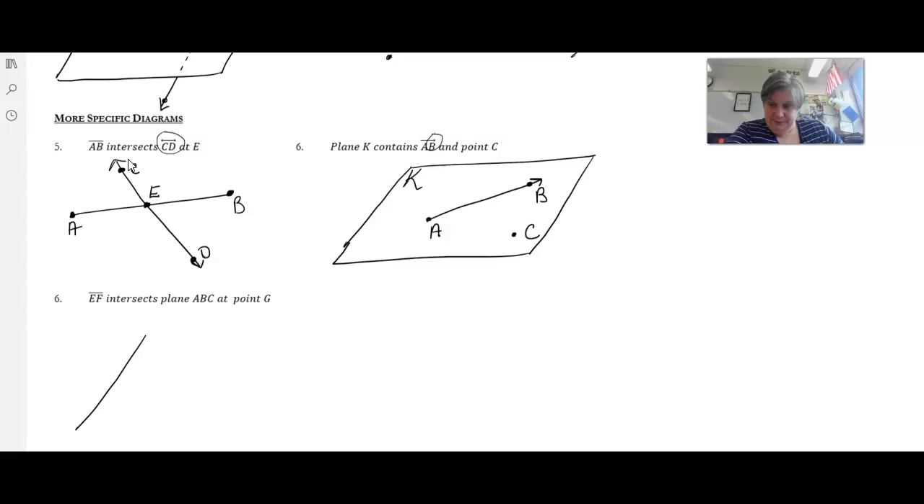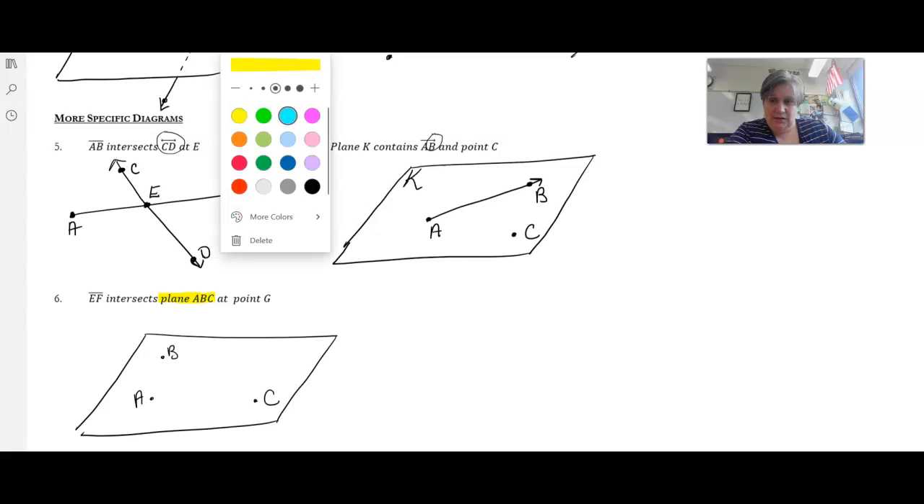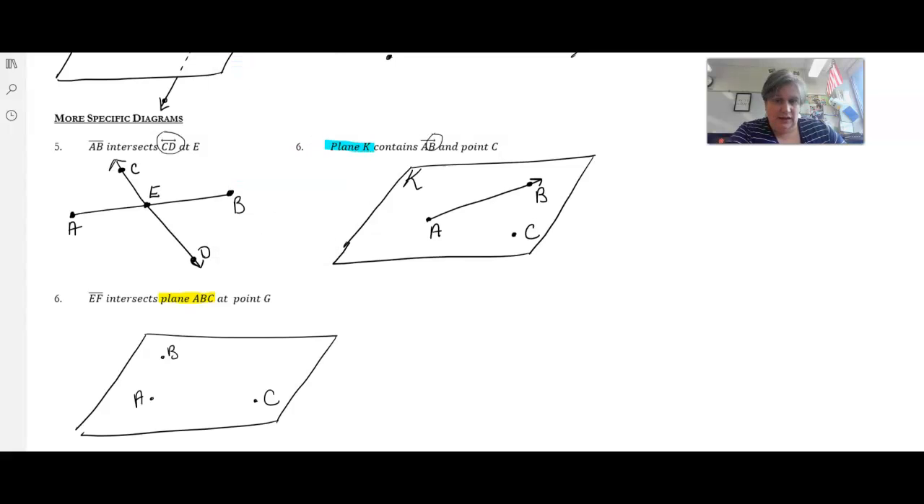Okay, so let's draw the plane. Now this one's different. You notice for number 6, the plane is named with 3 letters. If the plane is named with 3 letters, that means you have to label those 3 points, A, B, C. It doesn't matter where they go. If a plane, like we had in number 6, is named with 1 letter, it goes in the corner. So 1 letter goes in the corner, 3 letters are points around the shape. And I know it's just a little silly and I know it's tricky, but with practice you'll get better at it. Okay, so now we need EF to intersect it.